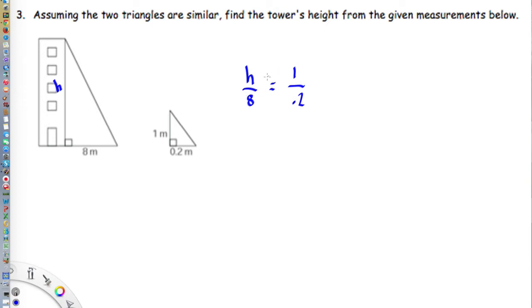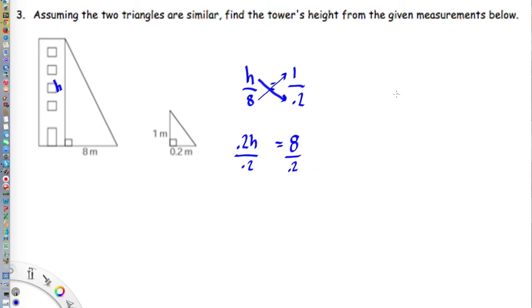So once again, it is cross multiply, and when I cross multiply, I get 8 times 1 is 8, and that's going to be equal to 0.2h. Okay, so what do I do? I divide both sides by 0.2, or 2/10.